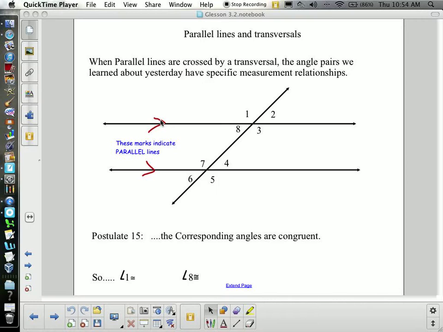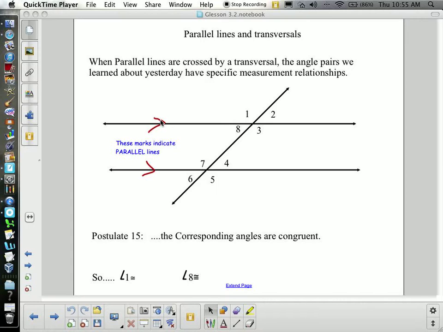All right, parallel lines and transversals. Like I said, the big difference between yesterday and today is that today the angle pairs are set with parallel lines and a transversal. And 90% of the time we're working with this, we'll be working with parallel lines. By the way, the red marks, the red arrows, are indicating the lines are parallel. When the lines are parallel, that's when the angle pairs get their unique relationships.